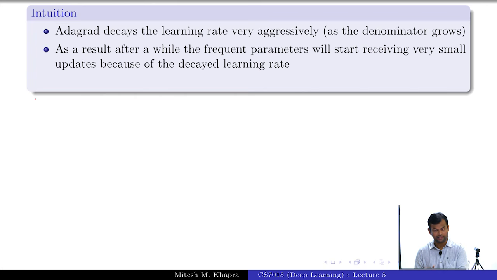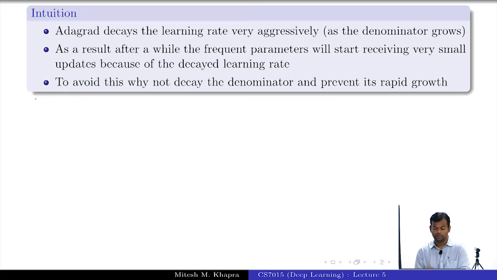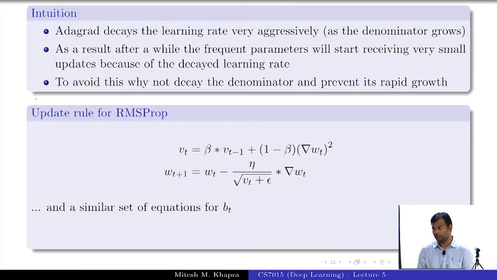So what happens because of the aggressive killing is the frequent parameters start receiving fewer updates. Now this is what RMSProp does. I want you to stare at this for a minute. Assume that beta is going to be something greater than 0.90 or 0.95, and try to make sense of what is happening.